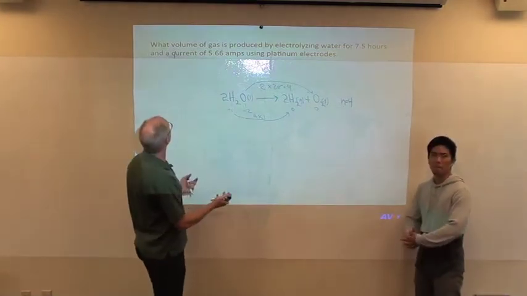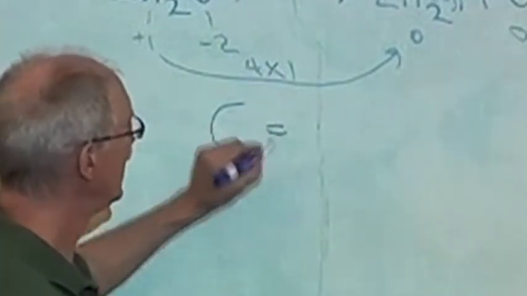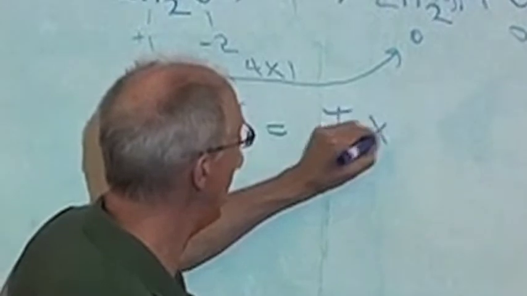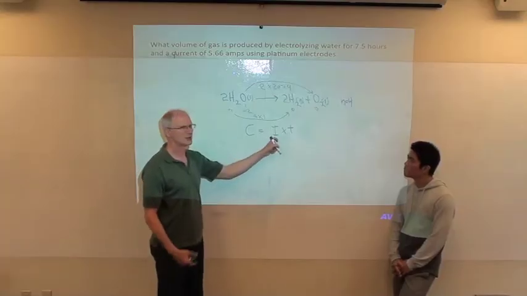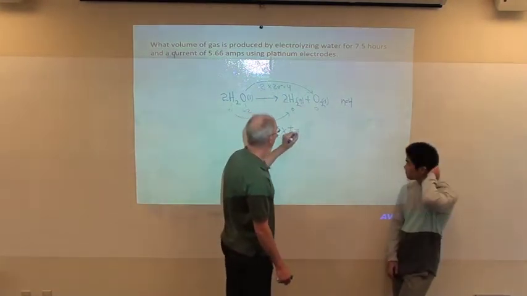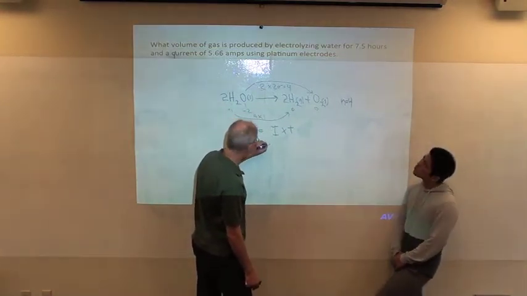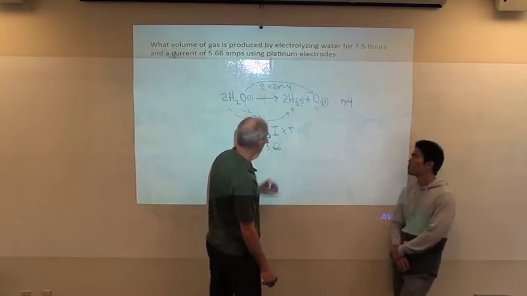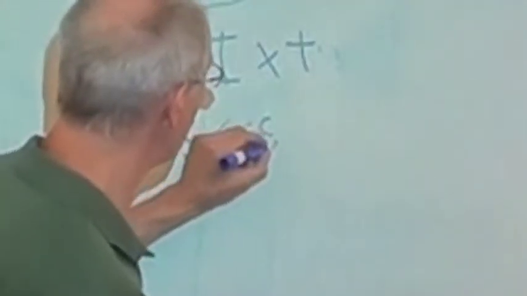Okay, well, current and time. I'm going to use the equation that the charge transferred, C, equals the current times time. Current's units are amperes, and I just plug these numbers in. Charge equals 5.66 amps. And what is an amp? An amp is a coulomb per second.